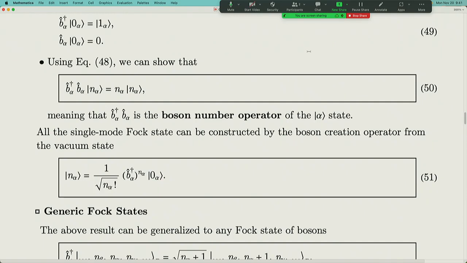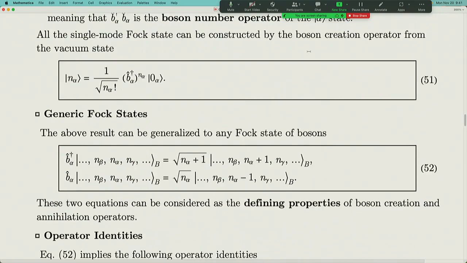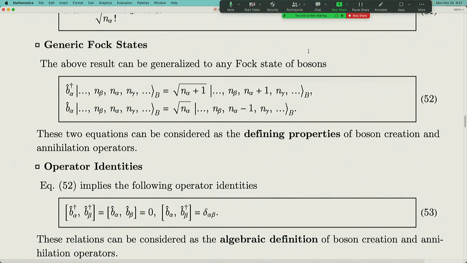Okay, so all of this is the discussion of a single mode Fock state, which means we are focusing on the only single mode in the system, which we call alpha. And then we can generalize it to multiple modes. For example, if you have a system which has multiple modes, which maybe we call alpha, beta, gamma, and so on, then the second quantized state will be labeled by the occupation number on each of these states.